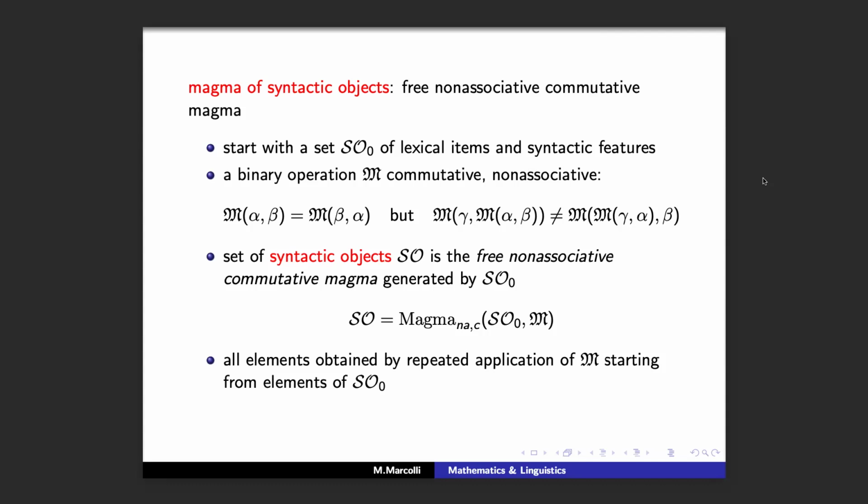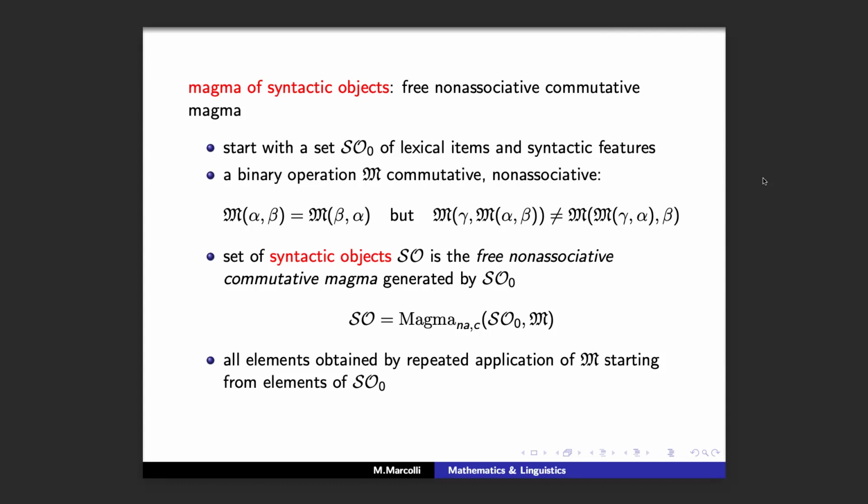So it will just be a set of lexical items, but you're saying that the syntactic features in the magma are somehow built in together with the lexical items? That's right. So you consider that as a set that combines lexical items and syntactic features as a single set. The point is just that this is a finite set.